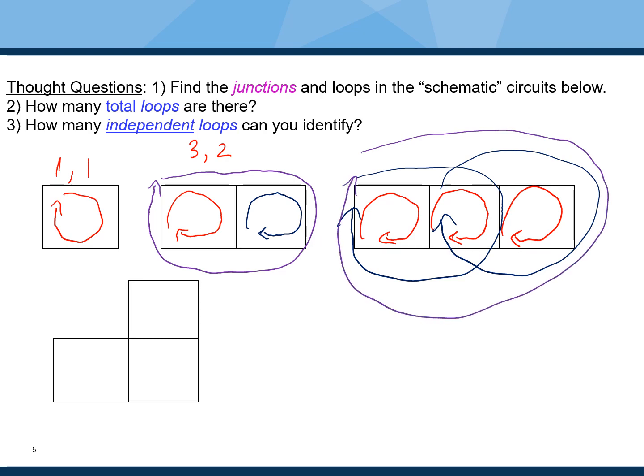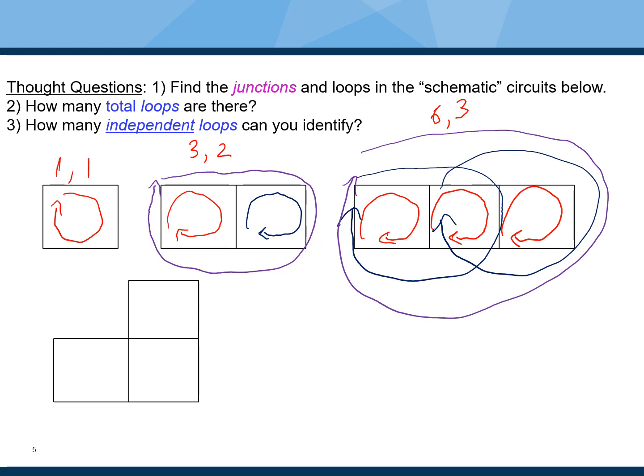So how many loops do we have? The answer is we have 6 loops, but out of the six loops, we have only 3 independent loops because we can combine the loops in various ways. Now I'll leave the figure in the left lower panel to you to think about, and you can think about how many total loops and how many independent loops you have in the circuit shown here. And of course, you can also find the junctions in this situation.